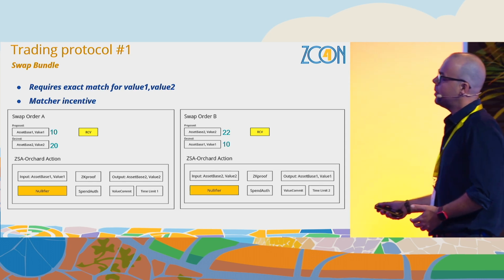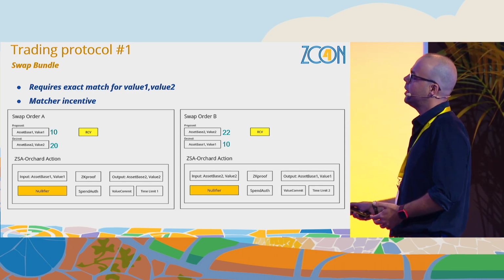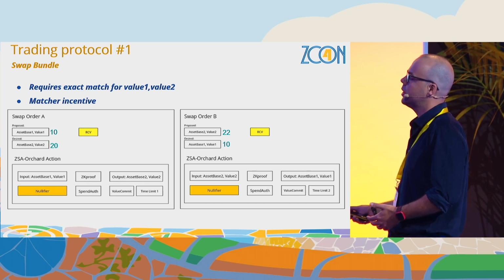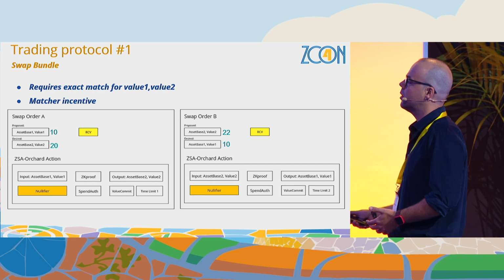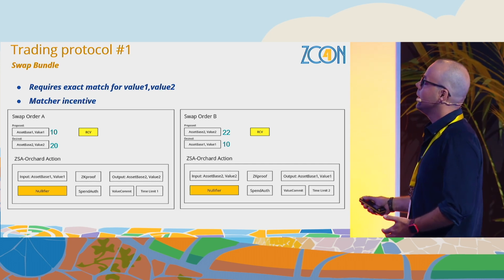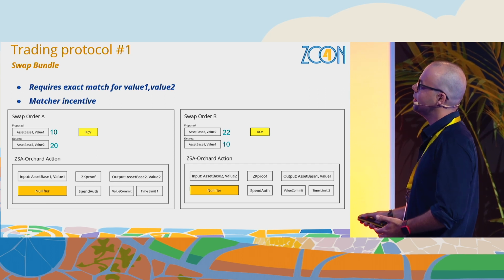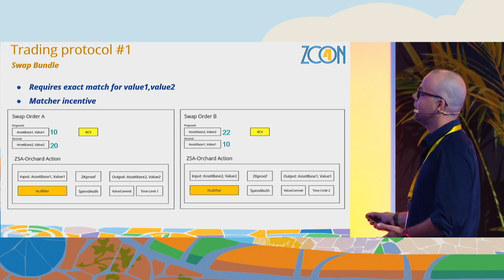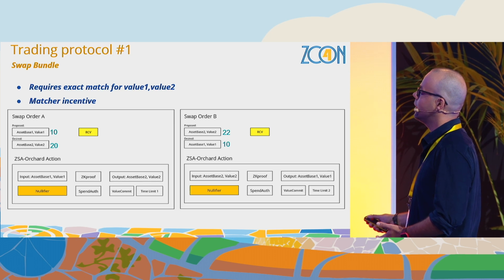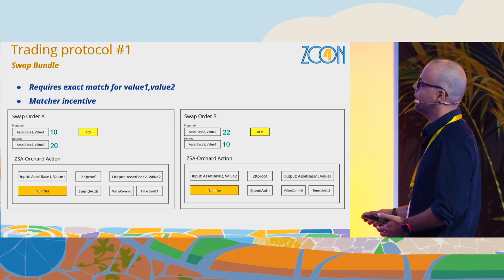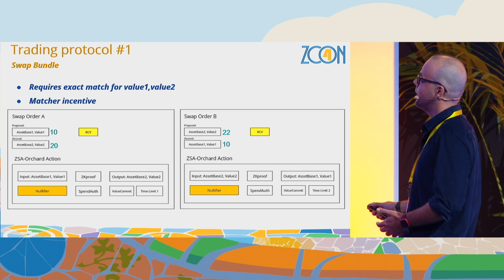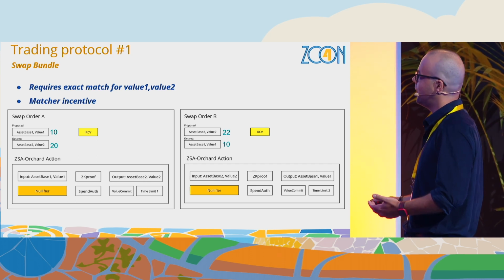So in this example, party A is proposing 10 units of asset 1, and in return, it wants to get 20 units of asset 2. Now, party B is proposing more, basically the desired amount, and an additional 2 units. And in return, it wants to get the 10 units of asset 1.